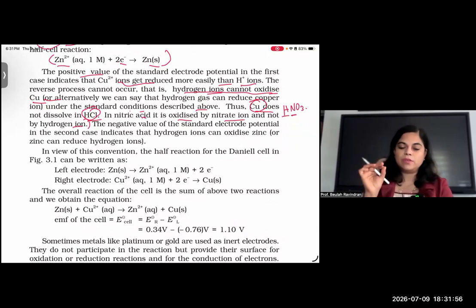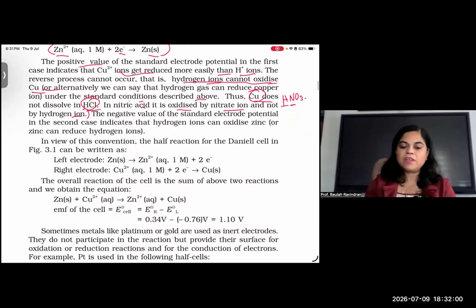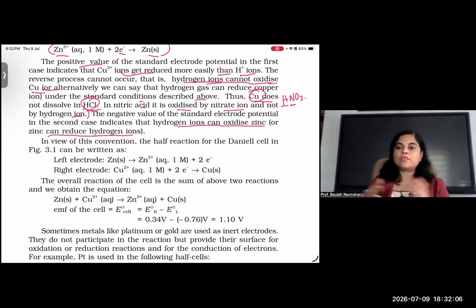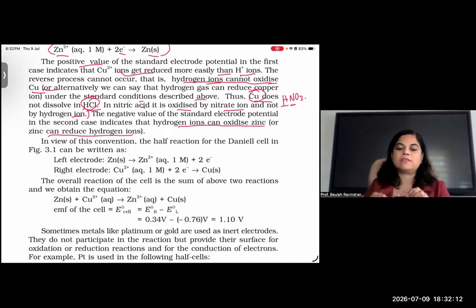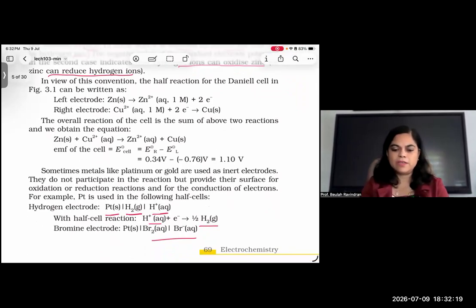You can see this negative potential. Okay, it shows up that the hydrogen ions can oxidize zinc, and zinc can reduce hydrogen ions. Vice versa is also true. So that is the beauty of the positive potential and the negative potential. You must understand this. Okay, so the half cell reaction of the particular Daniell cell is given.